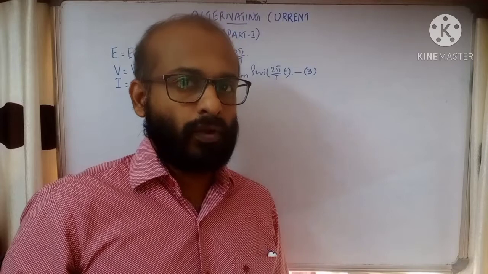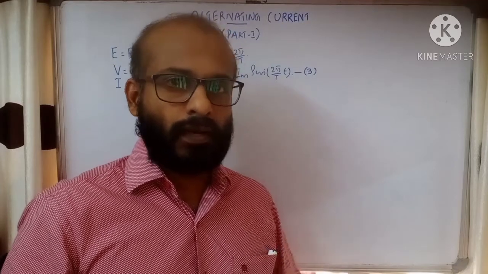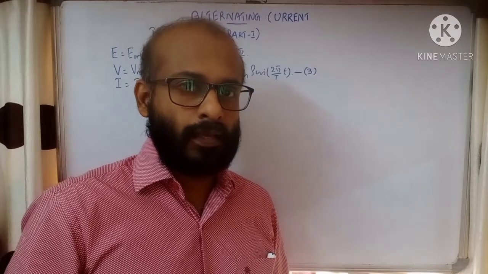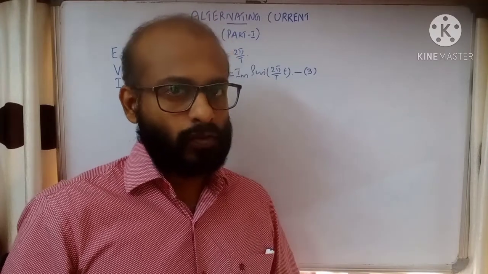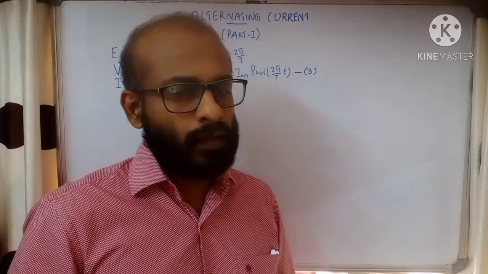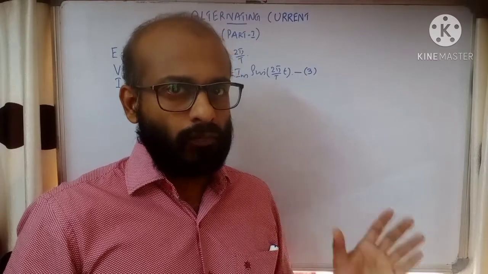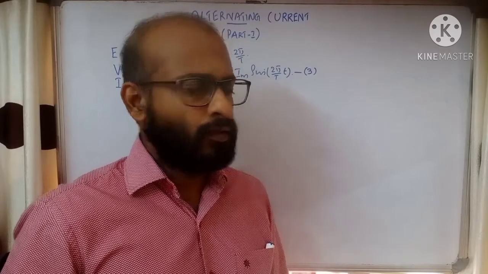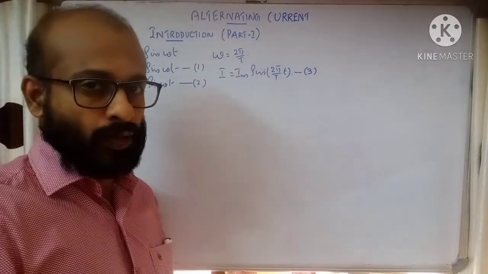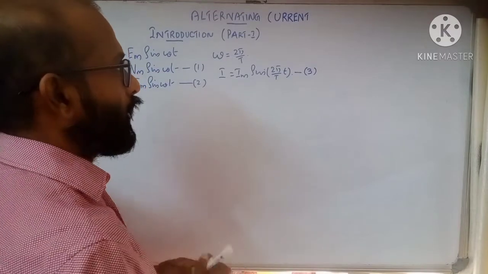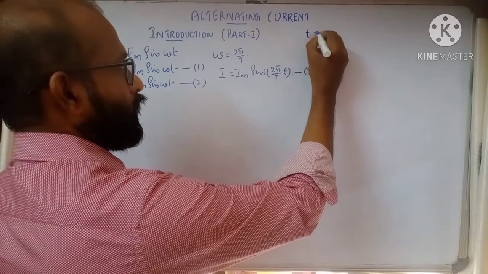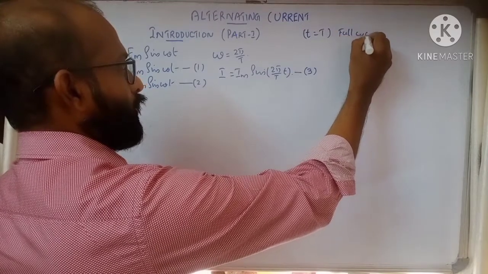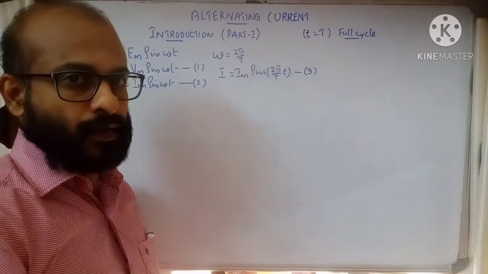Now here, as an introduction for this chapter, we need to see a few integrations. We need to find a few average values. We need to find the average value of sin omega t, cos omega t, sin 2 omega t, cos 2 omega t. All these we require for this chapter. Now we will see the average values. What is the average value for a full cycle? For a full cycle, we can say the time is equal to the time period, capital T. For a full cycle, we will find the average value.